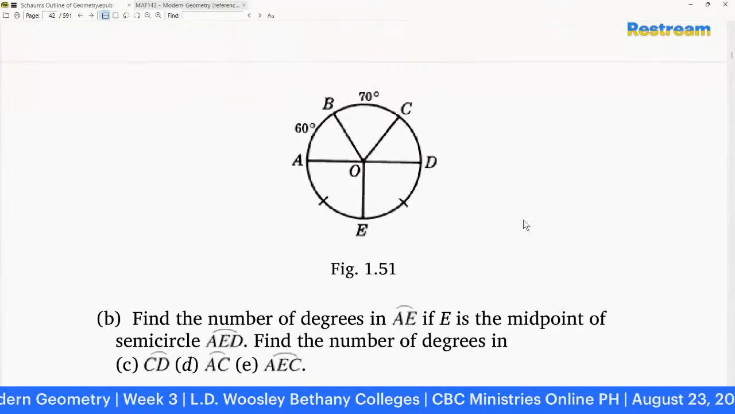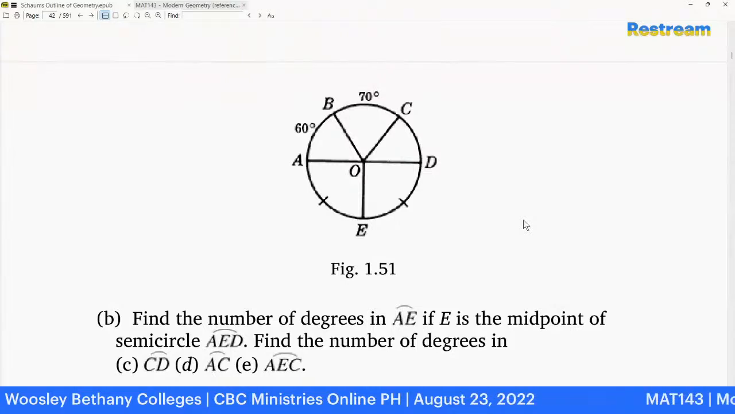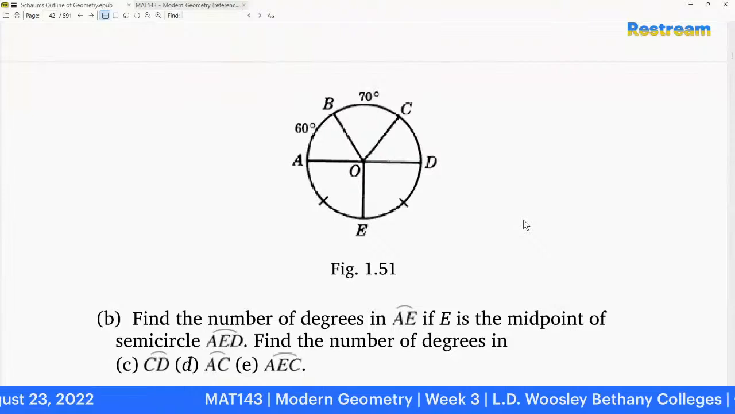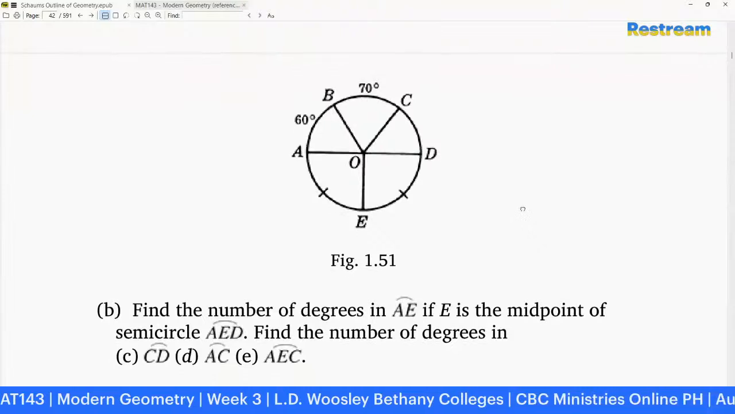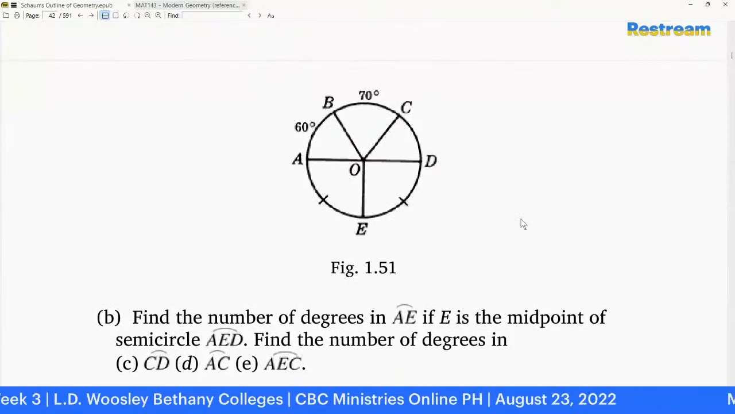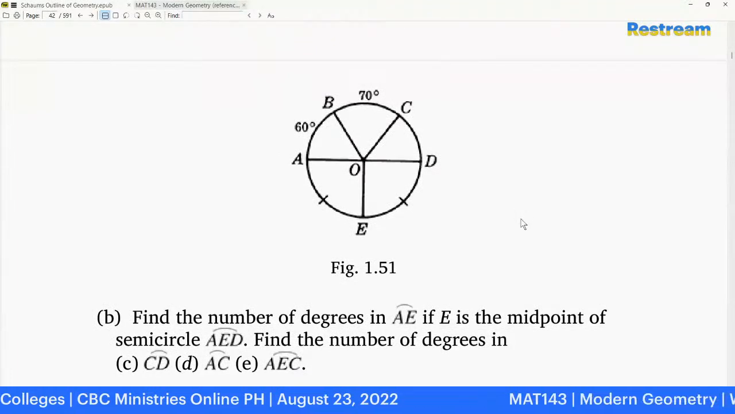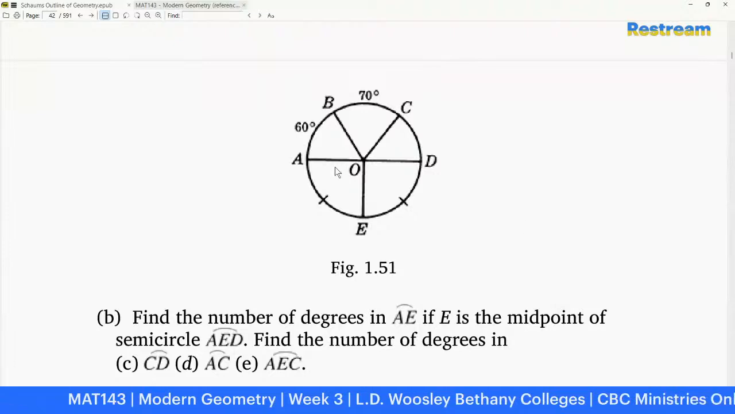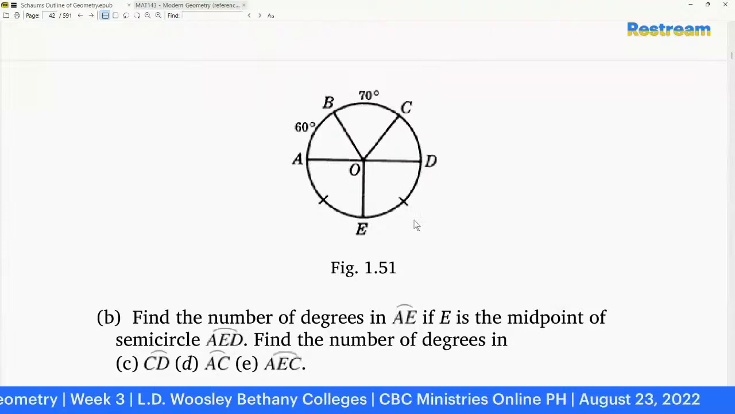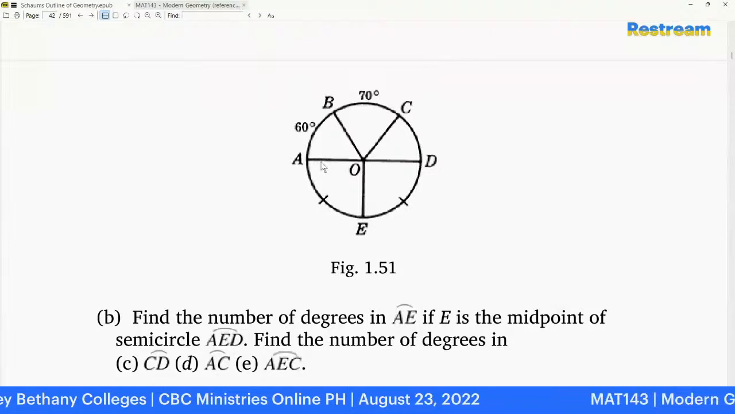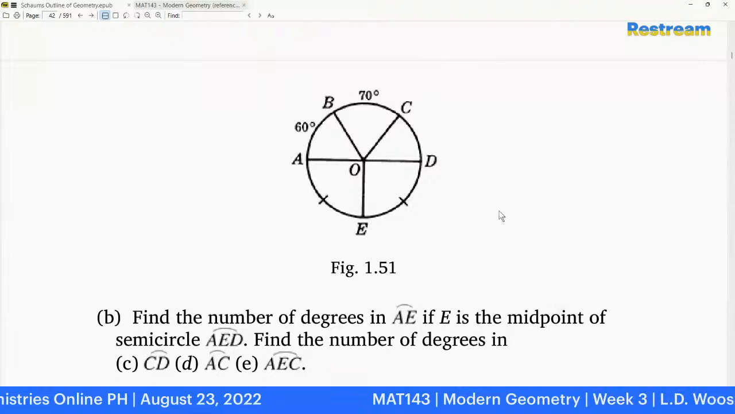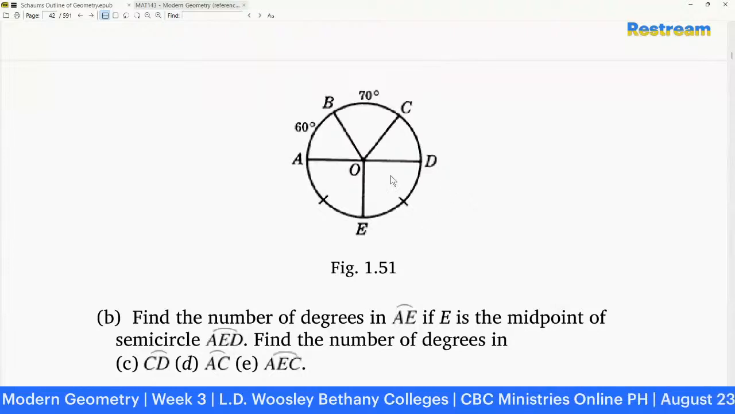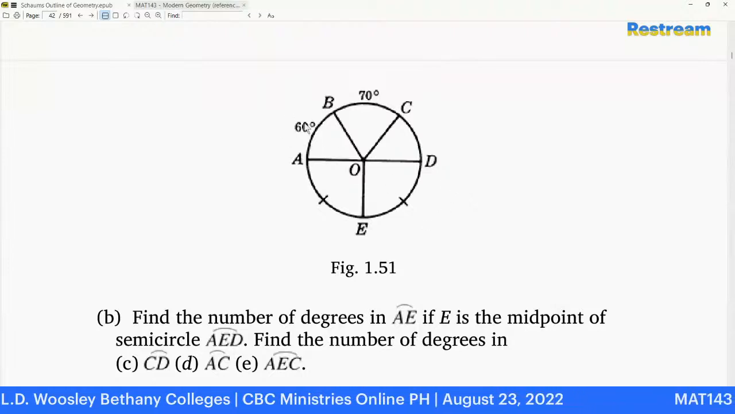Okay, so for letter B, find the number of degrees of AE if E is the midpoint of the semicircle AED. Okay? So, sige, Gillian, your turn naman. Of course, by inspection, pero ang AD natin is diameter, so halfway. So obviously that is a right angle or 90 degrees. Right, 90 degrees. Okay. Of course, we have some given here, no? So AOB is 60.